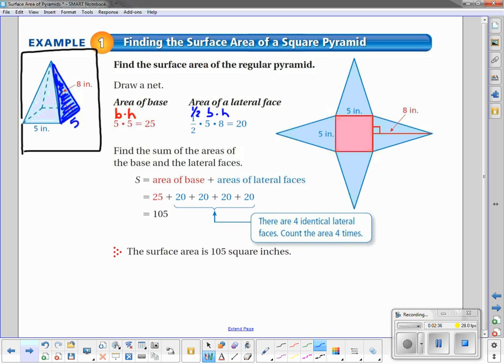Now, I know that I'm going to have 20 for every single face on here. So I've got 20 for the right side, 20 for the left side, 20 for the front, and 20 for the back, which means I've got 25 plus 20 plus 20 plus 20 plus 20, which gives me a total surface area of 105 square inches.